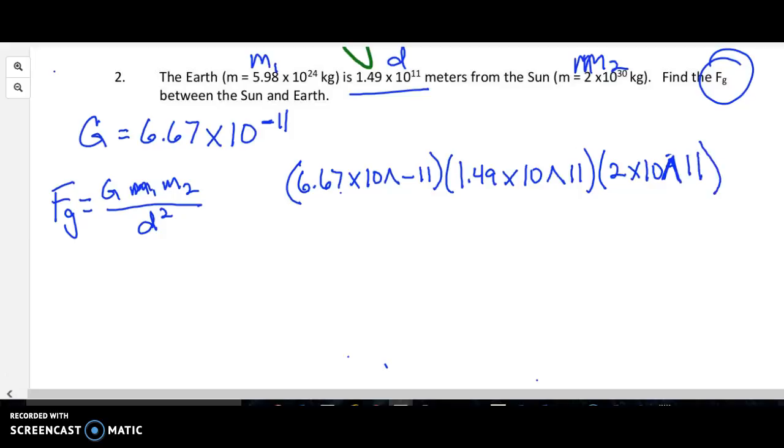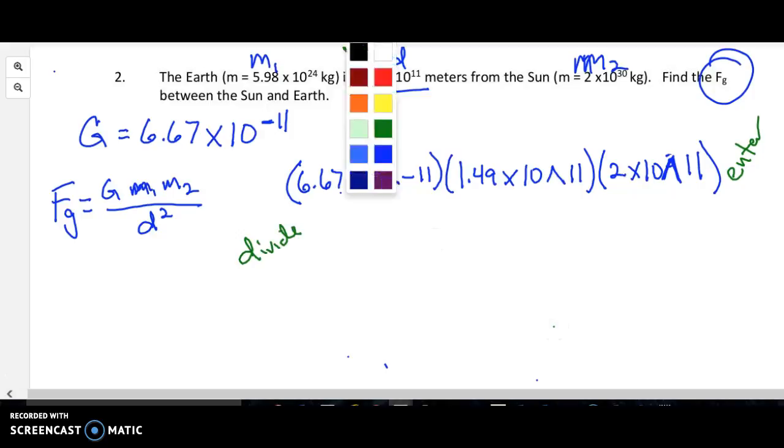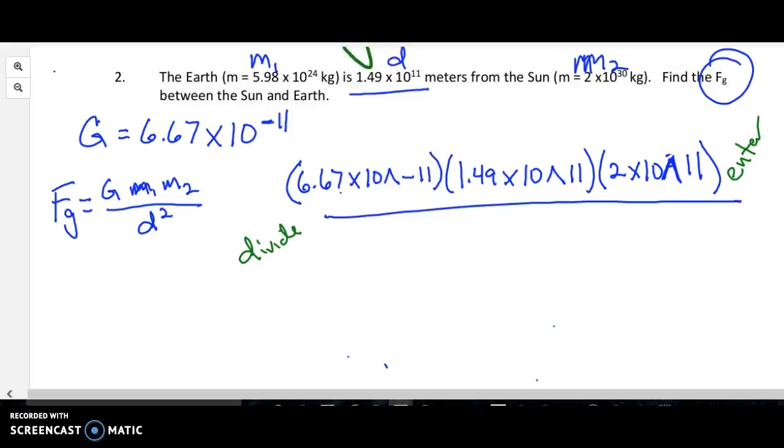Raise that up to the 11th power and close it. Once I have those three things on there, the next thing I'm going to do is enter the top. So I would hit enter right here. After I enter it, now I can start going down to the bottom and divide. The distance is 1.49 times 10 raised up to the 11th power. That will go in brackets. Why is that going to go in brackets? Because we are going to square that, and you don't want to square scientific notation.